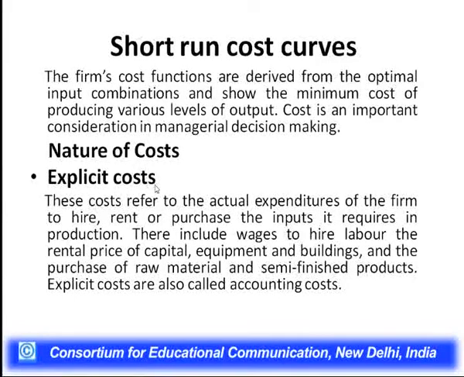Explicit costs refer to the actual expenditures of the firm to hire, rent or purchase the inputs it requires in production. This includes wages to hire labor, the rental price of capital, equipment and buildings, and the purchase of raw material and semi-finished products. Explicit costs are also called accounting costs. Actually, explicit costs are those costs which are paid by an entrepreneur to outsiders.